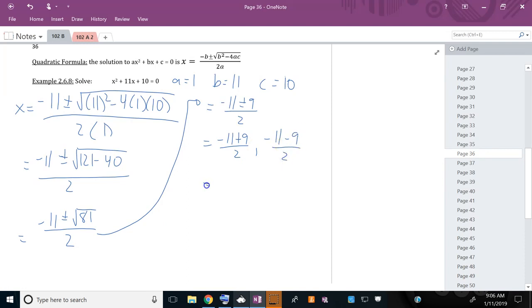So negative 11 plus 9 is negative 2, and negative 2 over negative 2 is negative 1. Negative 11 minus 9 is negative 20, and negative 20 over 2 is negative 10. And those are my two answers.